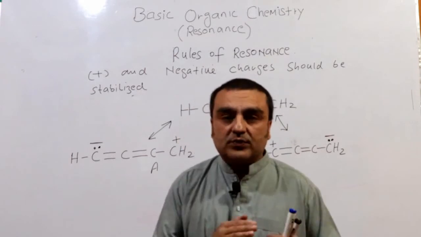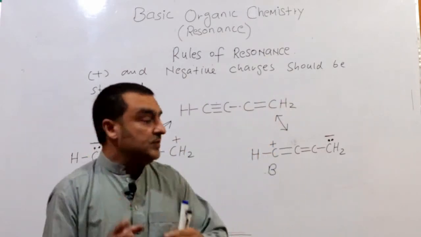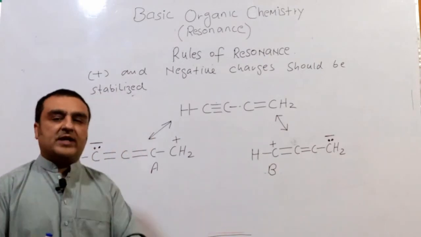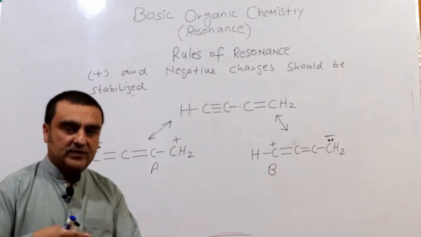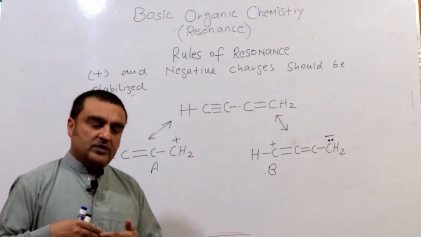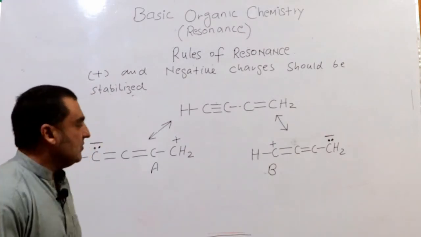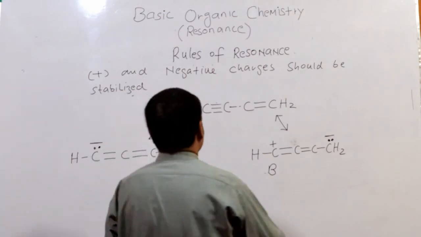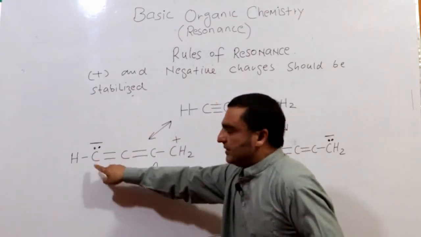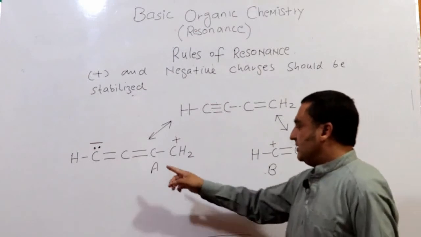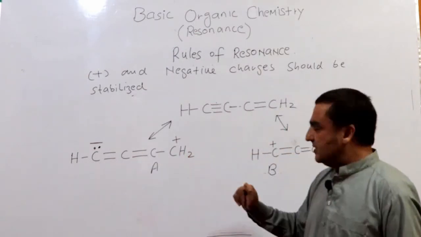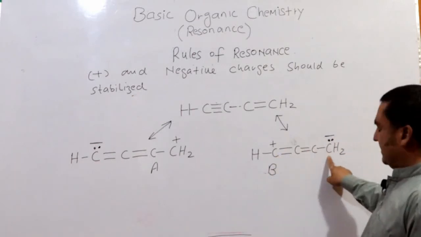We still don't know what the actual structure looks like. But right now we need to understand which is good and which is bad based on our previous knowledge. Look at this structure. As you see, the negative charge is on a carbon and the positive charge is on a carbon. Both are primary carbons, positive here and negative here.